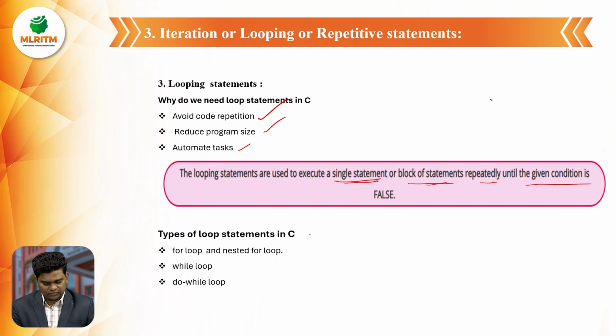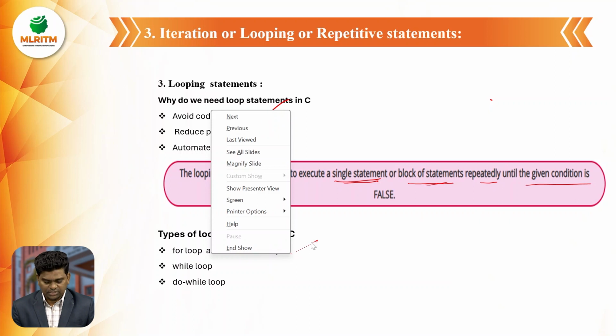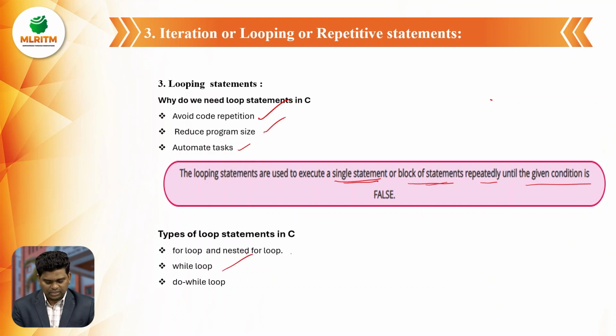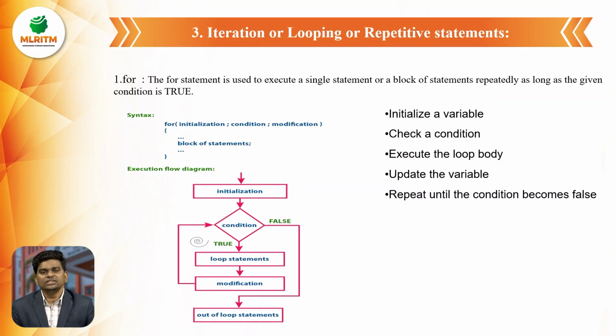Next, coming to the types of looping, there are mainly three: the for loop, then the while loop, then the do while loop. These are the three looping constructs in looping statements. Now we'll see them one by one with examples. The first one is the for loop: what it is, its syntax, its block diagram, and how the compiler executes that syntax.